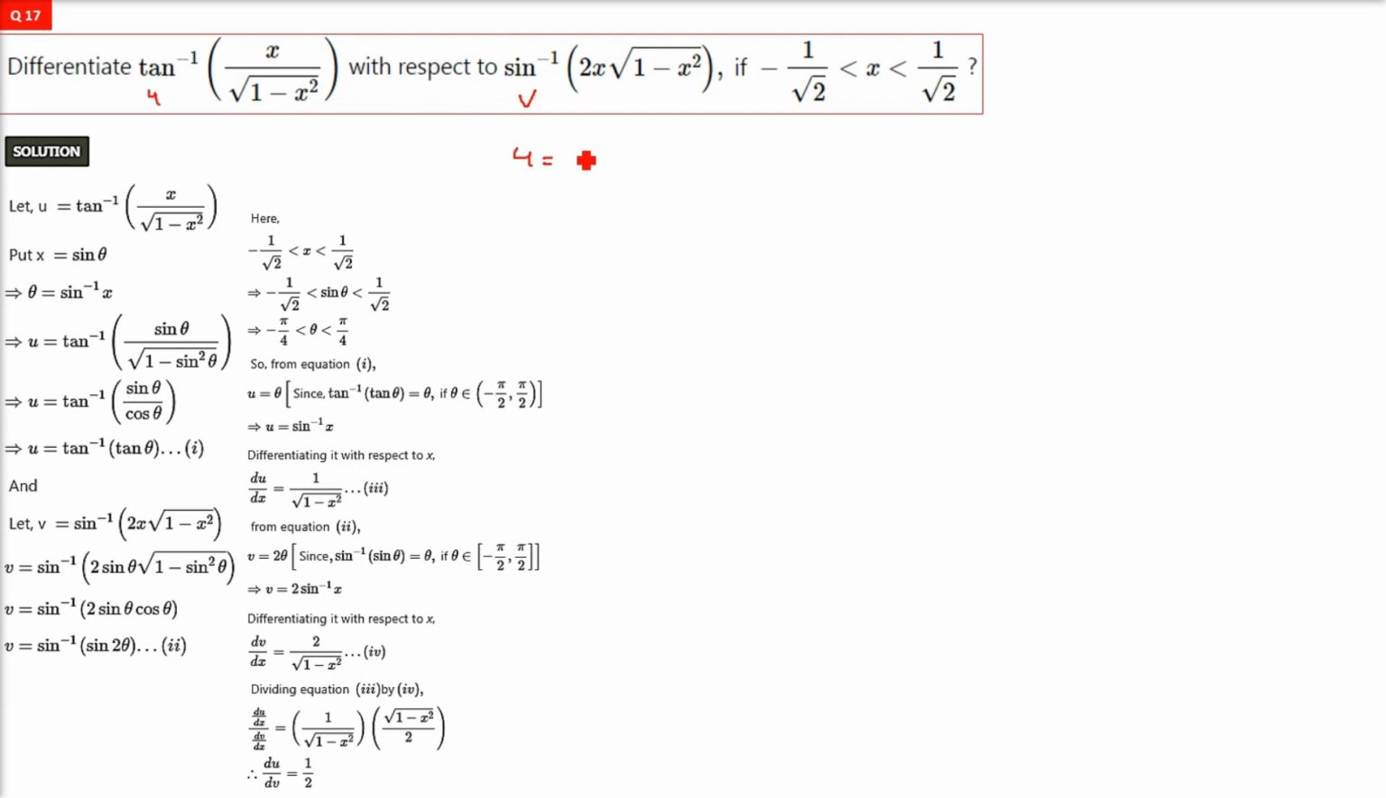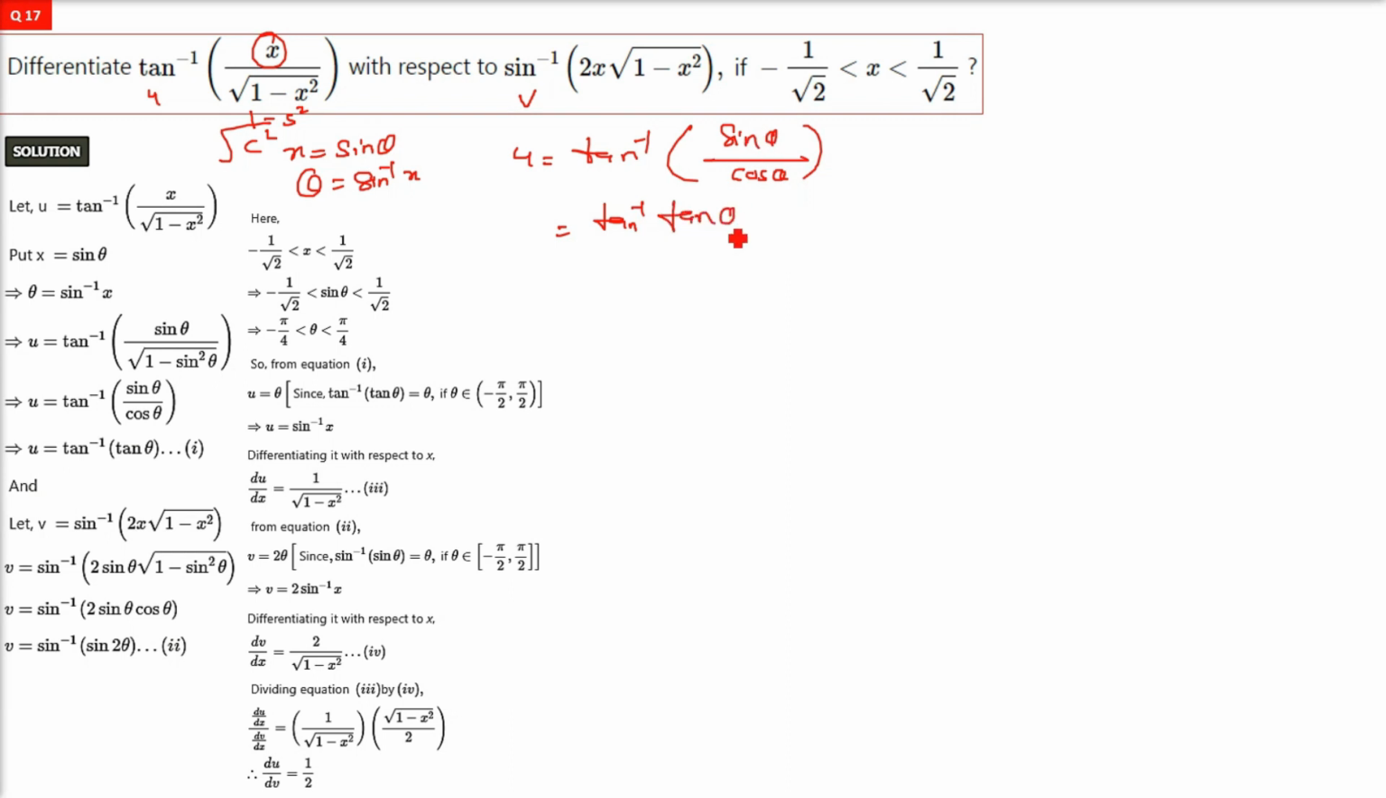So u is this one, tan inverse. In place of x, we are going to replace it with sine theta. So theta will be equal to sine inverse x. So u is equal to tan inverse of, in place of x, write sine theta divided by under root 1 minus sine square theta. 1 minus sine square theta is cos square theta. Under root of cos square theta is cos theta. Sine theta by cos theta is tan theta. So tan inverse tan theta. Tan and tan inverse you can cancel.